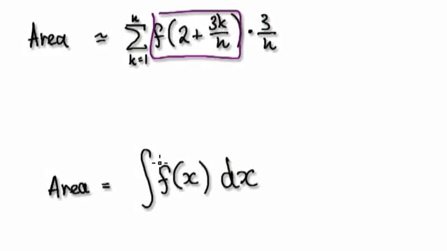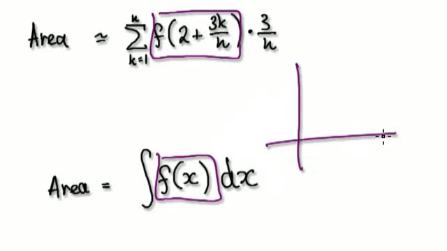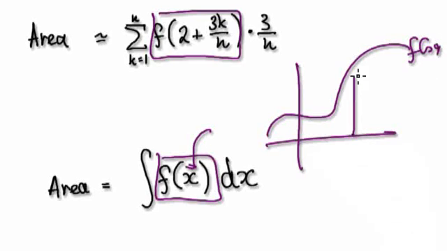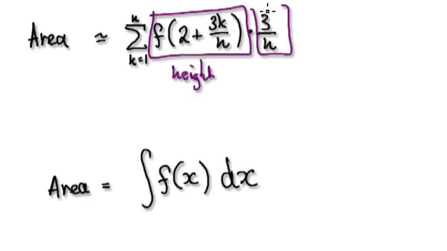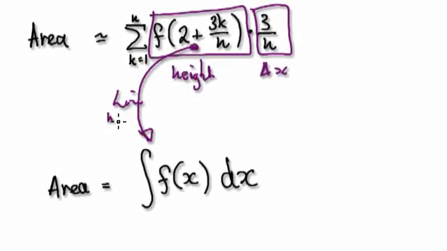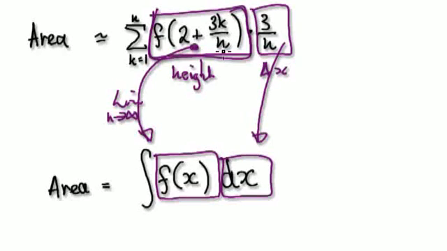Okay, and this height here is really the height. If you have a graph with a function f of x, if you put x into the function, it would take you to a height. So this is height, and this here is delta x. Once you've applied the concept of limits, where n tends to infinity, this height becomes this, and this delta x becomes dx. And then this summation becomes this.